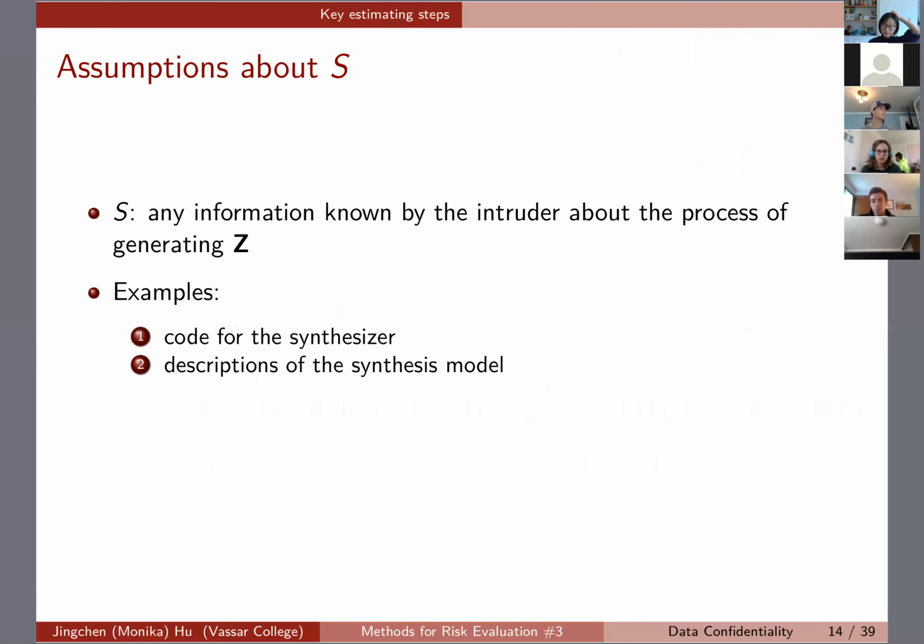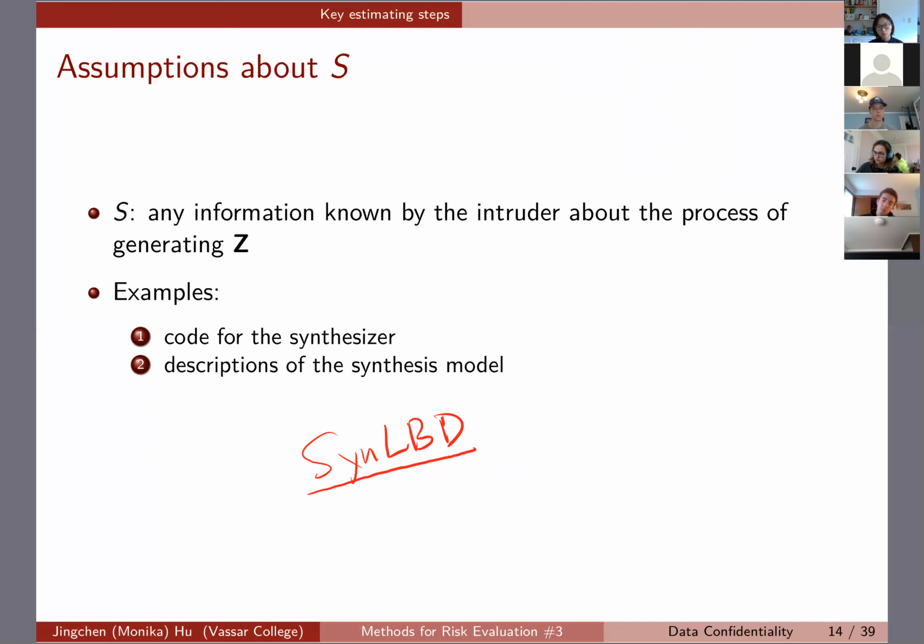Right. The last piece is about this S. Okay. So I was saying earlier as well, like synthetic LBD, for example. That's the synthetic longitudinal business database that is publicly available on the Census Bureau website, but we also read about that paper, how they do the synthesis, right? So information about the process of generating synthetic data, Z, is also publicly available sometimes. So we will assume those are known by the intruder as well. Okay. So that's what we mean by S.